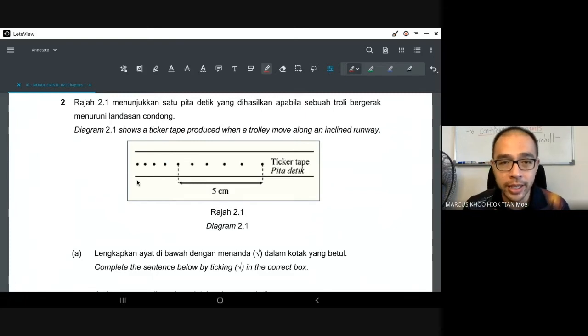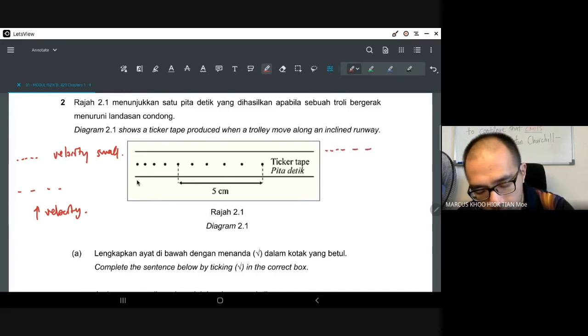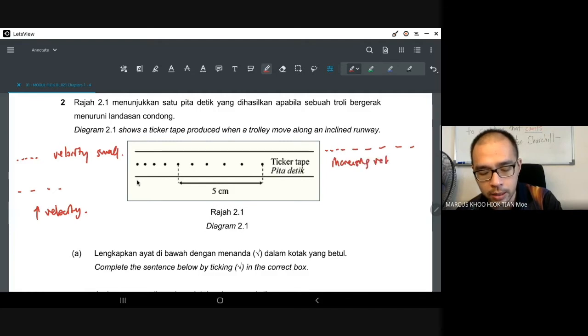Diagram 2.1 shows a ticker tape. Let me just briefly go through this. A ticker tape shows you a few pieces of information. When the dots are near, the velocity is small. When the dots are far apart, it is a high velocity. So if it is first near and then goes far, this will be increasing velocity. And if it is far, and then after that becomes near, this will be decreasing velocity.